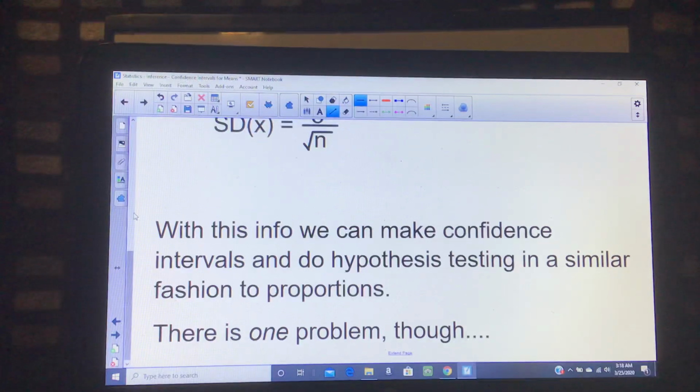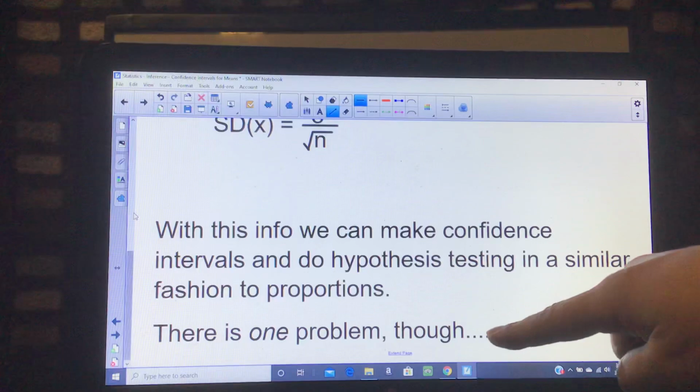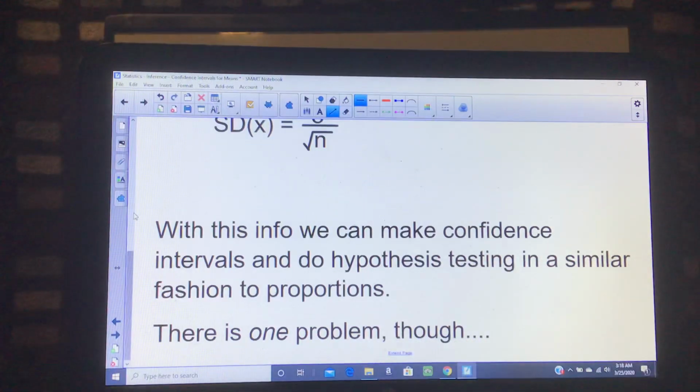With this info, we can make confidence intervals and do hypothesis testing in a similar fashion to the proportions. Meaning, basically, with a mean and standard deviation, we can make the sampling distribution, and then we can use that to make a confidence interval or test a mean against a hypothesis. Of course, this is why we went over the second. There is a problem with this.